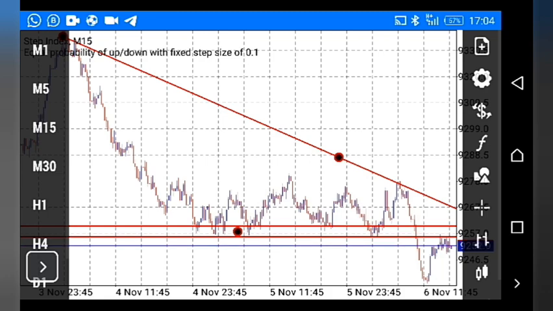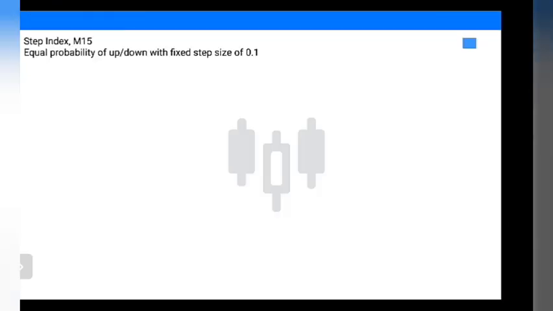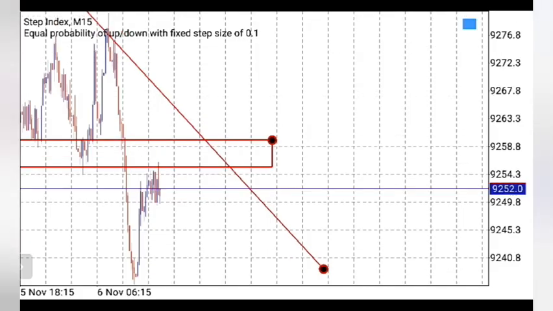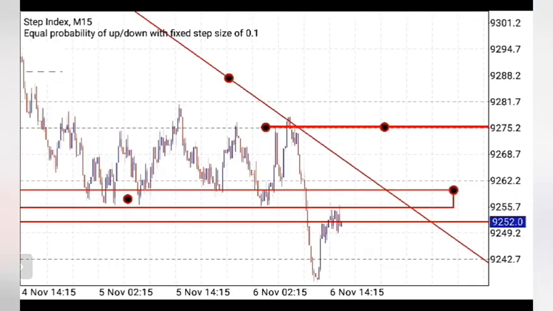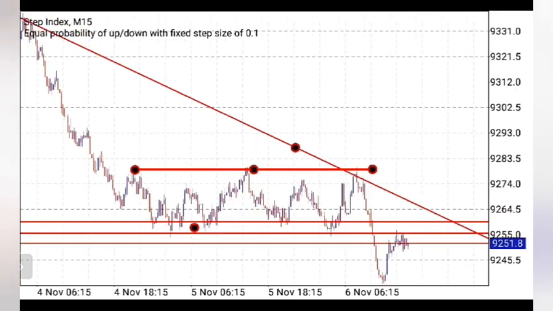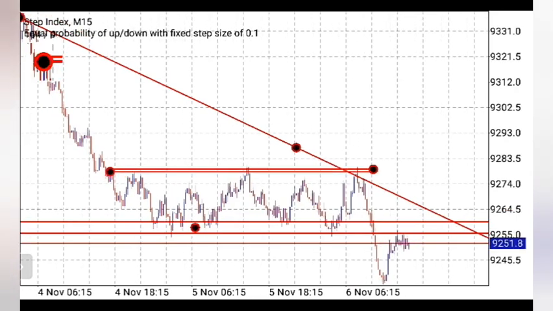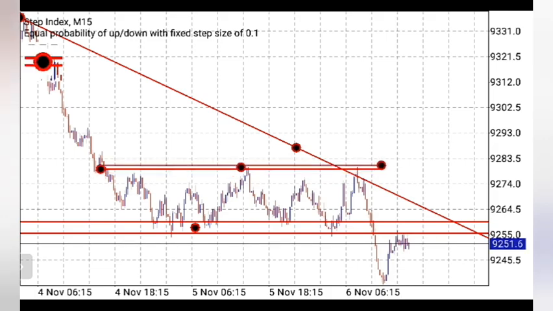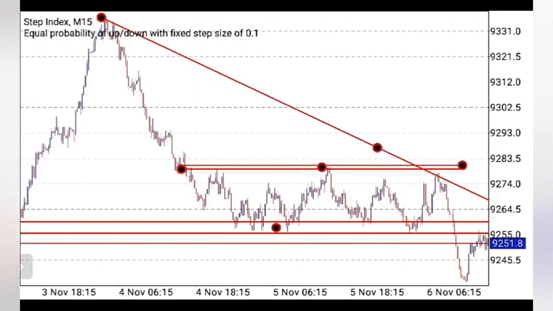Let me just put it. Sorry, I don't know why this thing is moving like this. But over here we have our resistance zone, and then down here is our support zone.